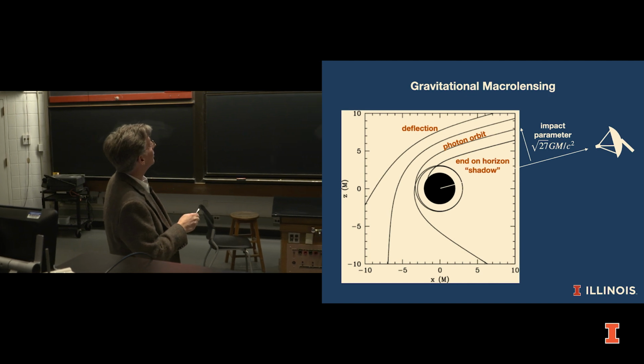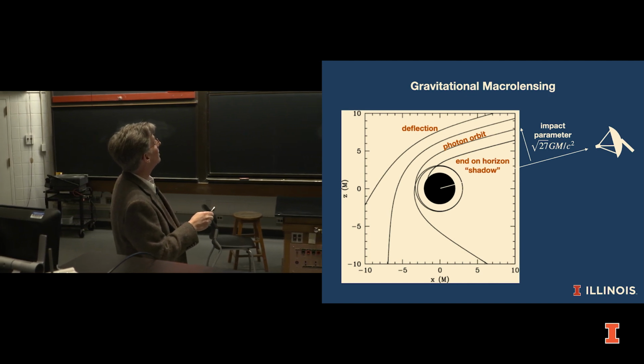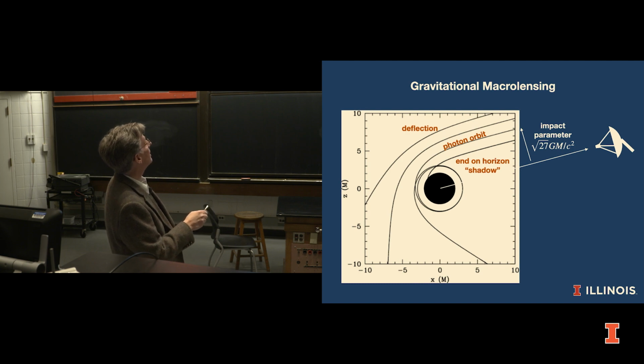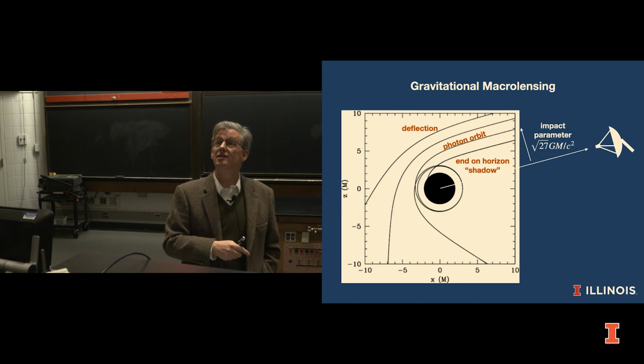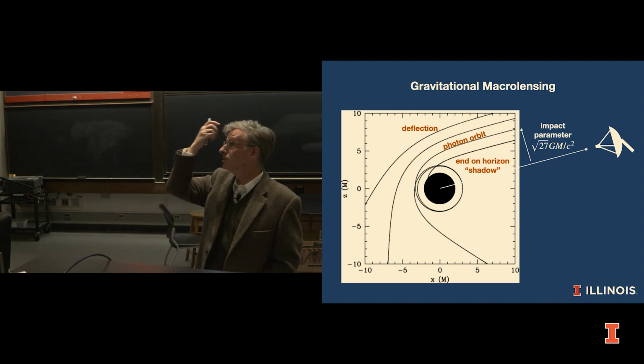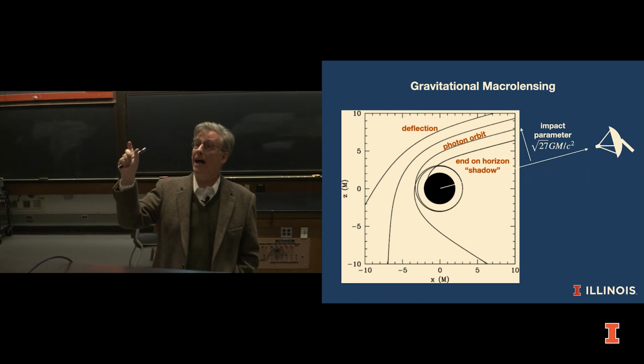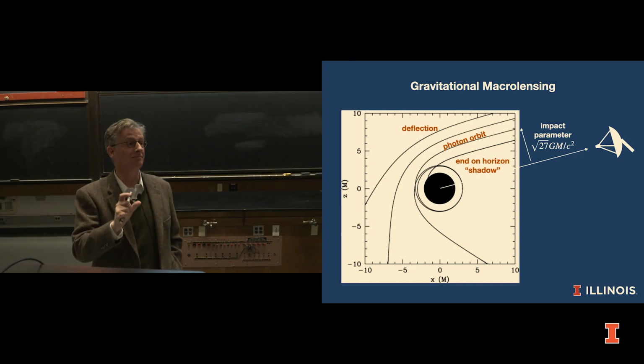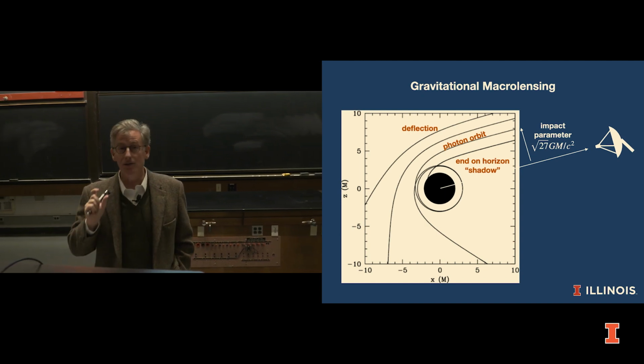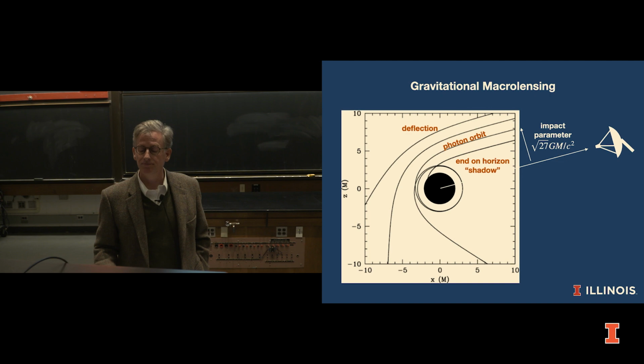Okay, and then if you look even closer to the center of the black hole, on an image that's represented by these lines of sight, then your line of sight ends on the horizon. And that produces what we call the black hole shadow, which is the dark patch in the center of that orange donut. So that's the shadow of the black hole.